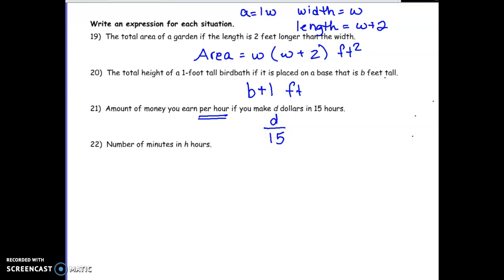And number 22, the number of minutes. So minutes, there's 60 minutes in an hour. So if we have H hours, it would be 60 H. Okay, that's it for translating expressions.